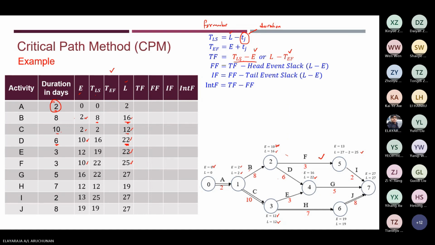So the latest starting time, you already obtained here. We can subtract the earliest starting time, which is E. You subtract this, so you get a 0. So sorry.